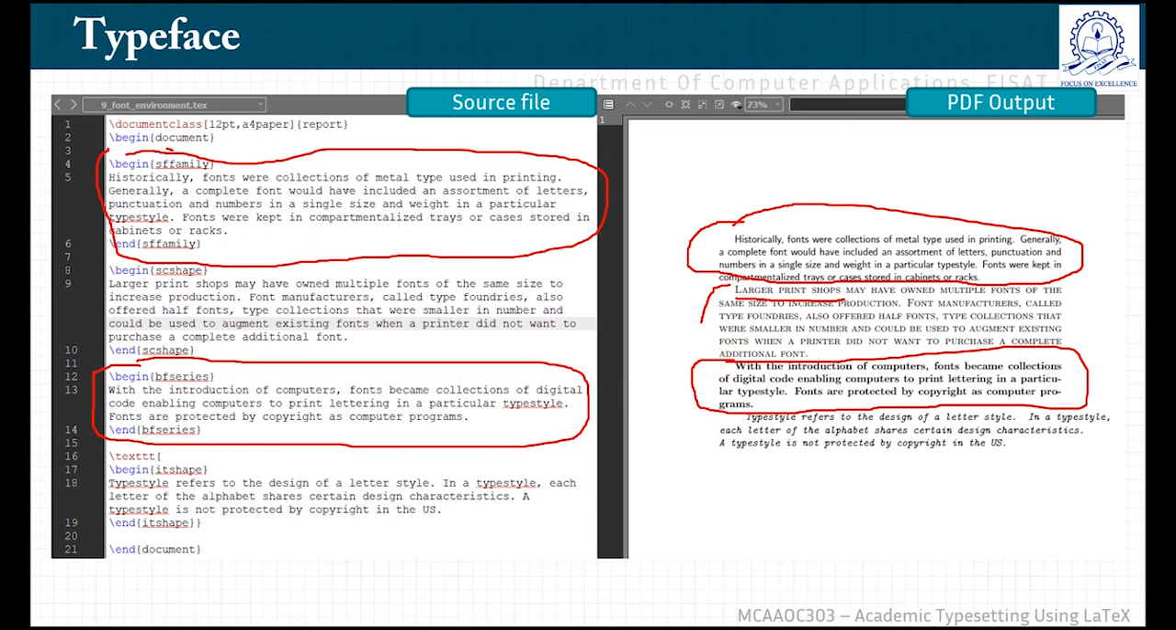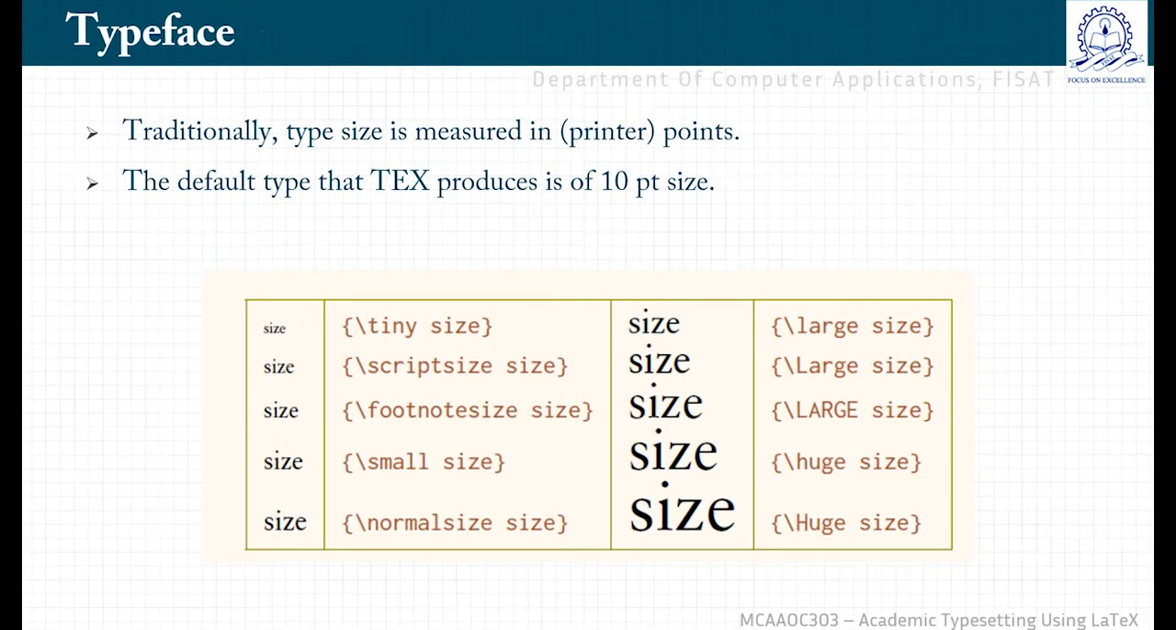Then in the last paragraph, \texttt. Here \texttt is typewriter. \texttt is typewriting format, and the output is printed accordingly in typewriting font. Now let us see some more points about the type size of font. Generally, type size is measured in printer points.